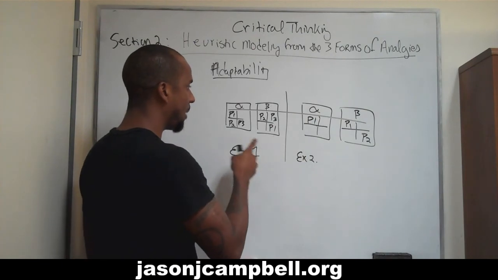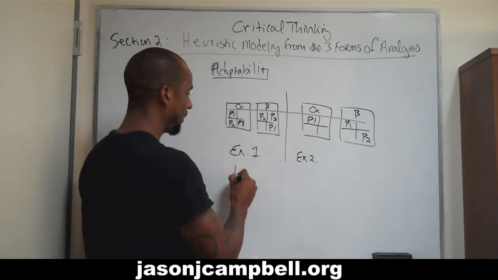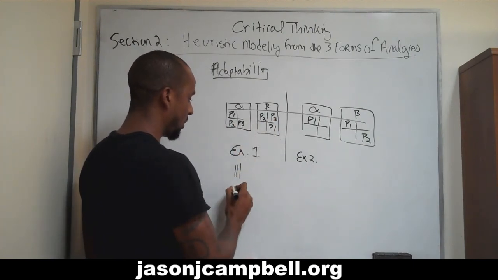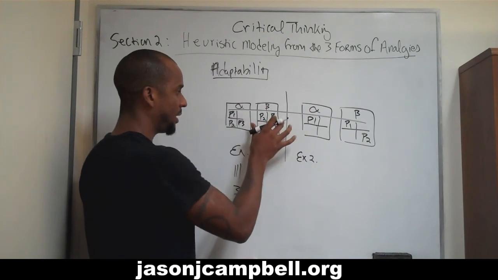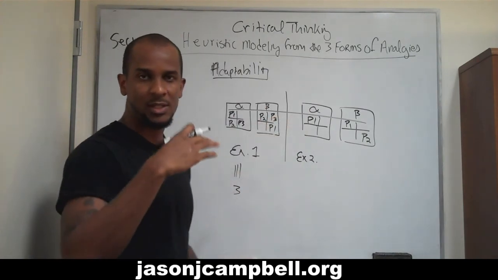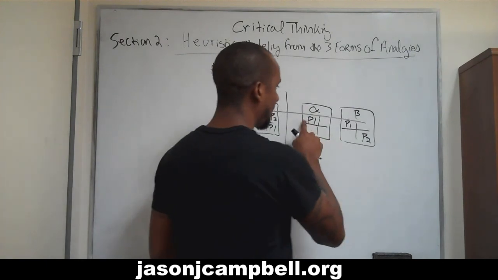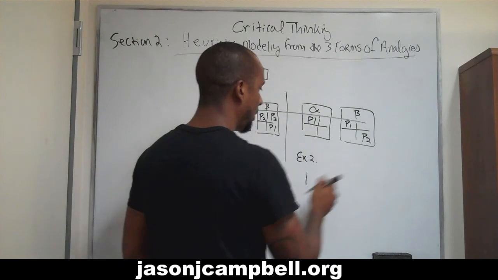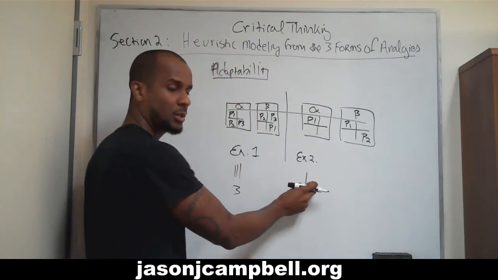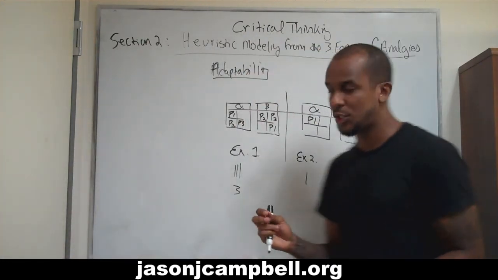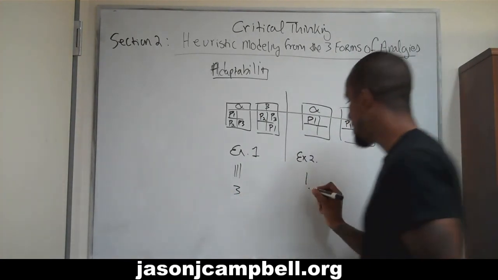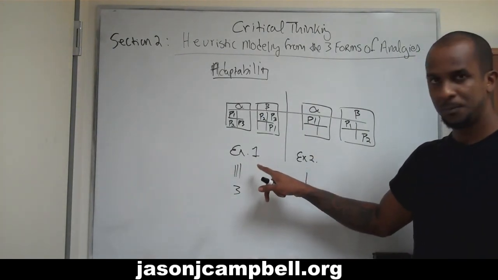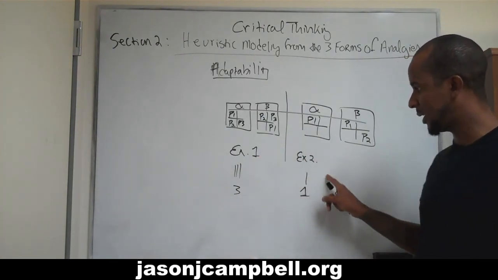Well, how many things do they have in common here? This has P1, this has P1, so that's 1. This has P2, this has P2, so that's 1. This has P3, this has P3, so that's 1. So we have 3 properties that they share, so their adaptability is on, let's say, a scale of 3. This has P1, this has P1, so that has 1. This has P2, this does not have P2, so we would say that this has one positive analogical relationship that they share. This has 3 analogical relationships that they share. So we would say that this group, for the example, is more adaptive than this group.